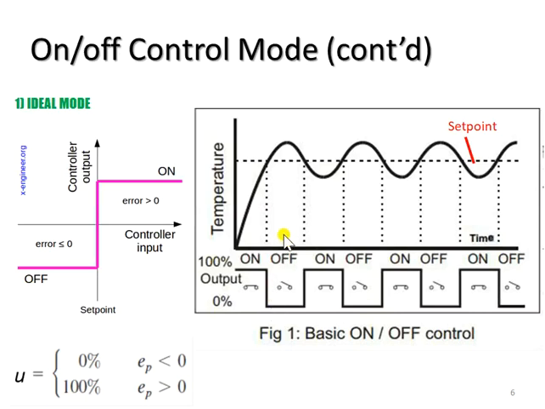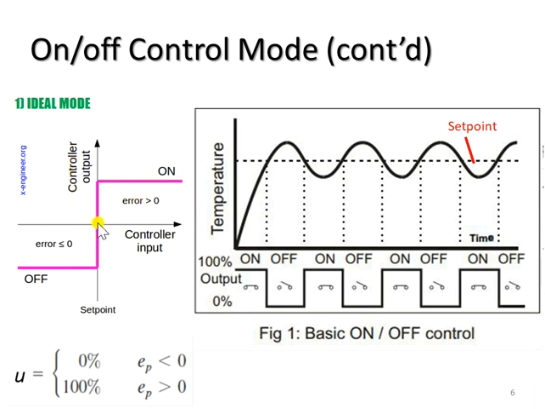In this slide, we are going to look at how the on-off controller works and how the output oscillates in response to the input. So before we look at this graph, we are going to review the control input and output states.